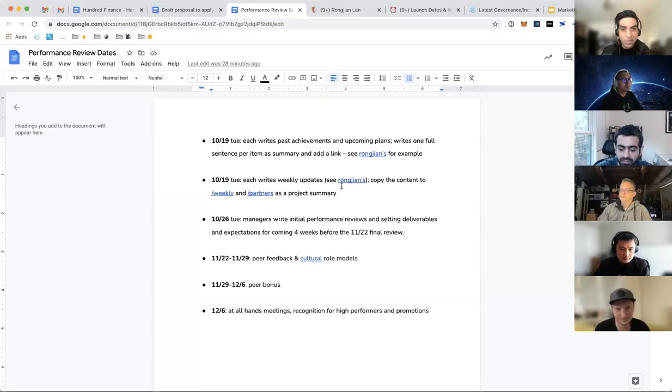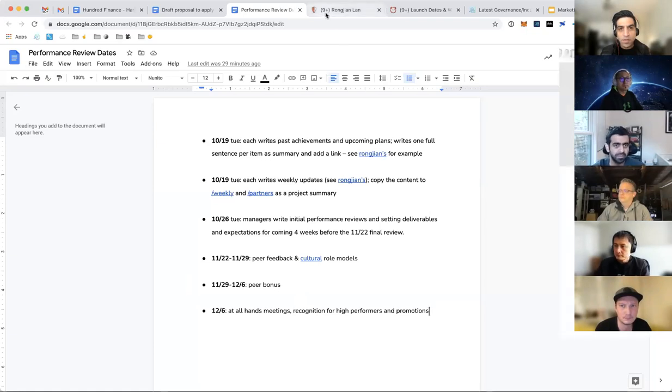And let me just share some timelines with you. Let me share my screen. Okay, Chrome. Okay. So a couple of important dates here. Tomorrow, actually, is the deadline to update your individual pages. And we'll take a look at RJ's as an example.